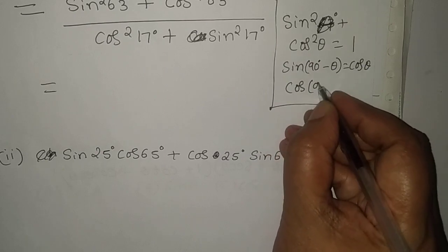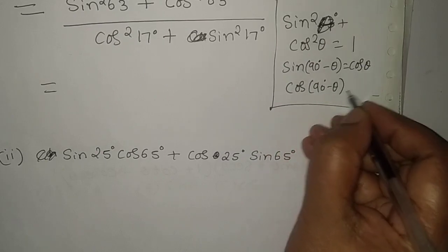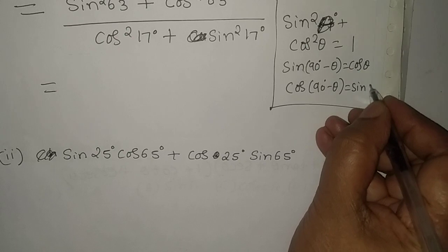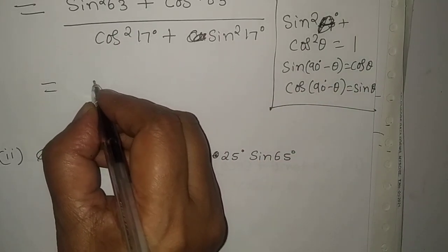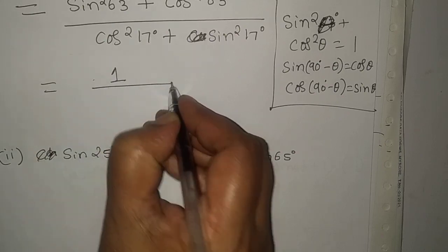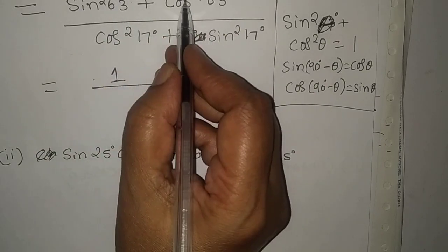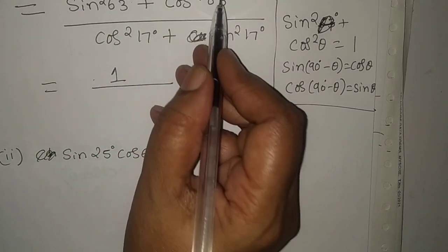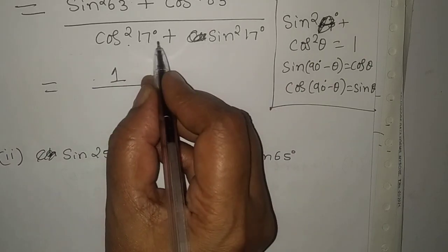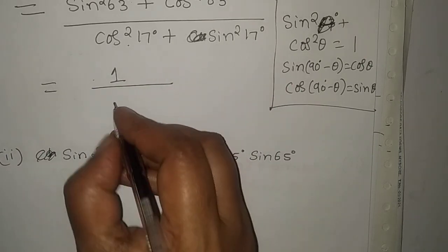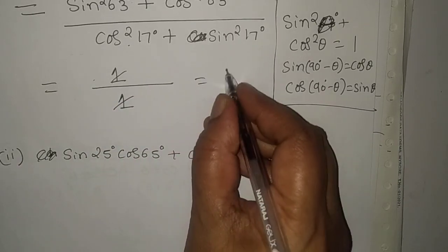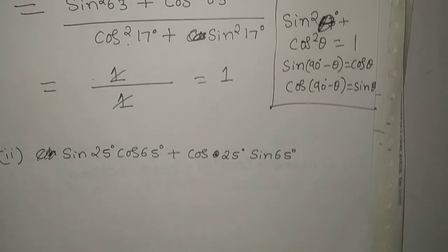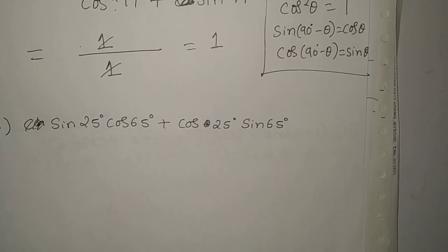Cos 90 minus theta is equal to sin theta. All this we have applied. Finally, this will become 1. In the numerator also, sin square 63 degree plus cos square 63 degree is 1. Then here also cos square 17 degree plus sin square 17 degree is 1. Finally 1 by 1, the answer is 1. That's all. This is how to evaluate.